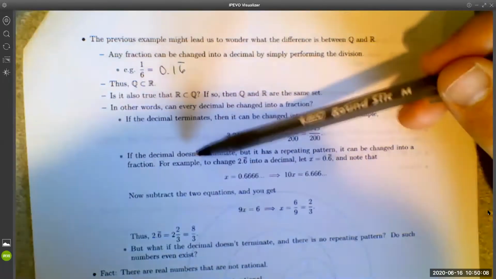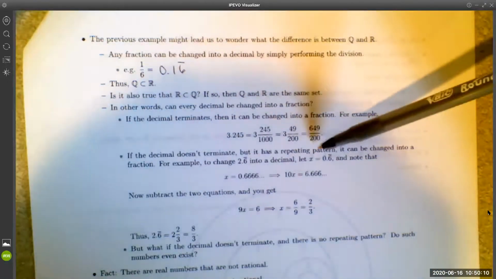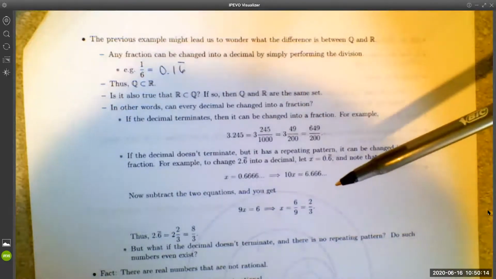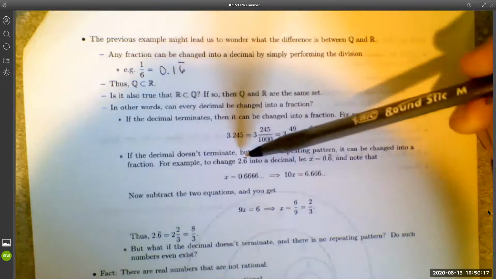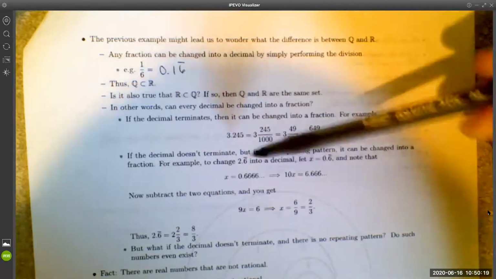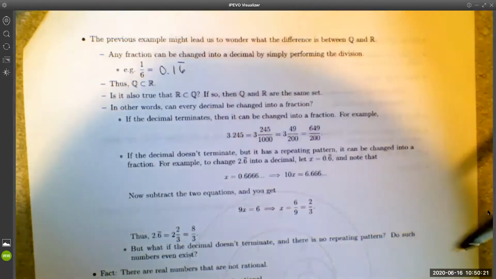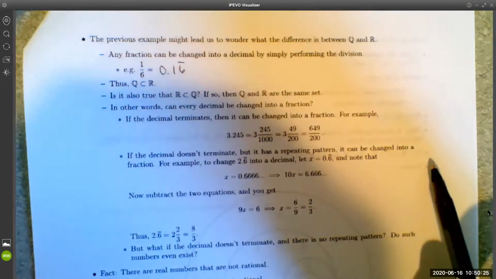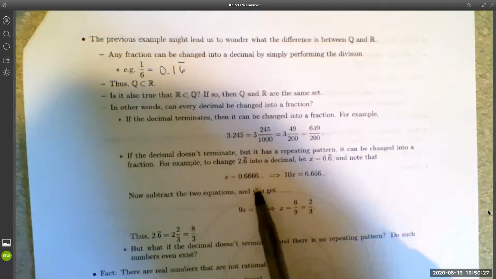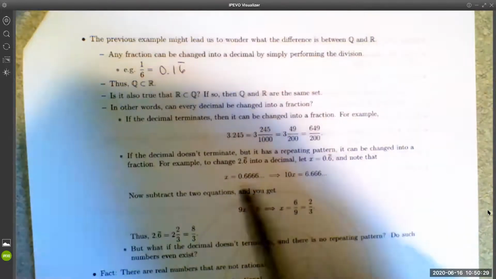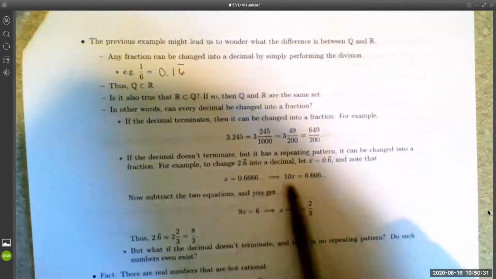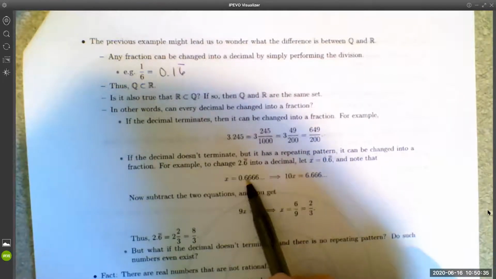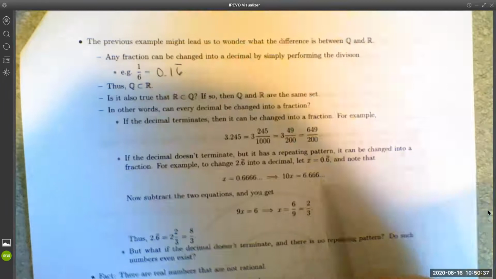If the decimal doesn't terminate, but it has a repeating pattern, then it can also be changed into a fraction. For example, to change 2.666666 repeating on and on forever into a fraction, let x be 0.6 repeating forever. Then note that if x is equal to this, then 10 times x is equal to that, right? You just move the decimal one place over and you get 6.666 whatever.